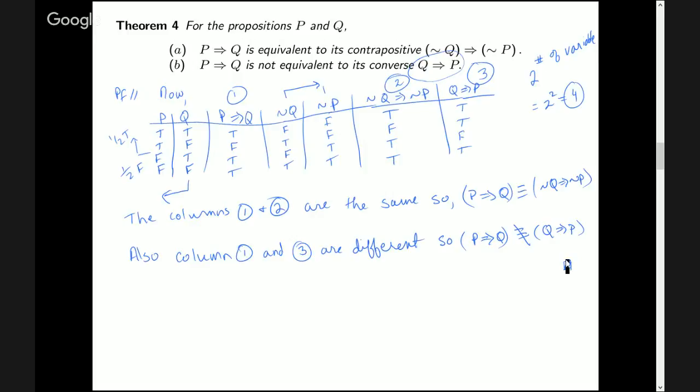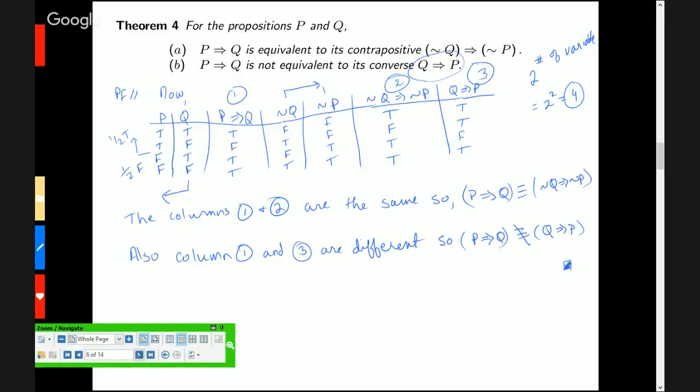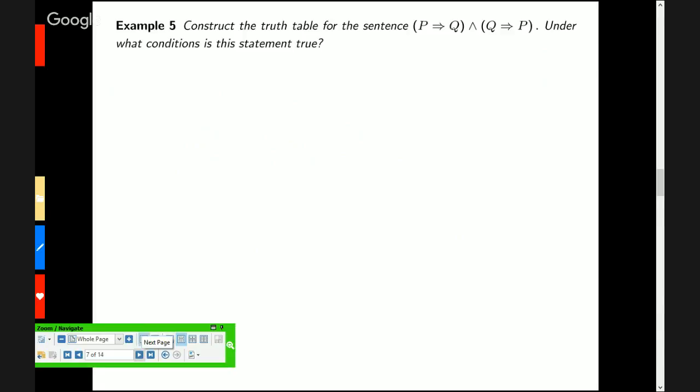Any questions on that? So far, we like proofs, right? Truth tables are easy.